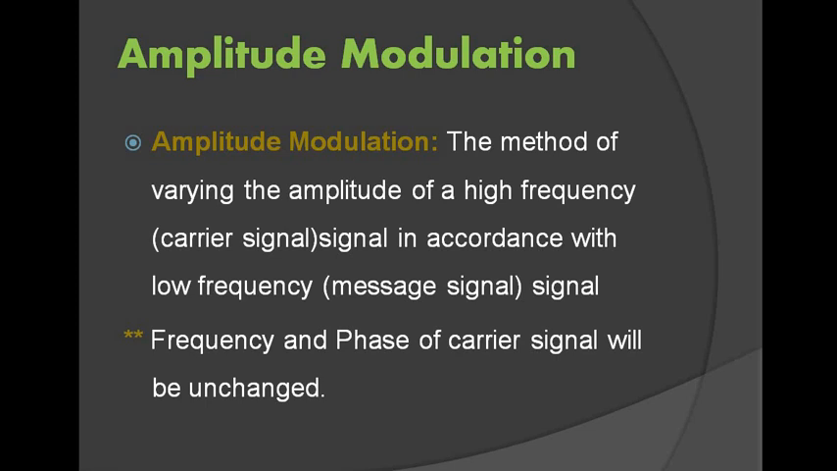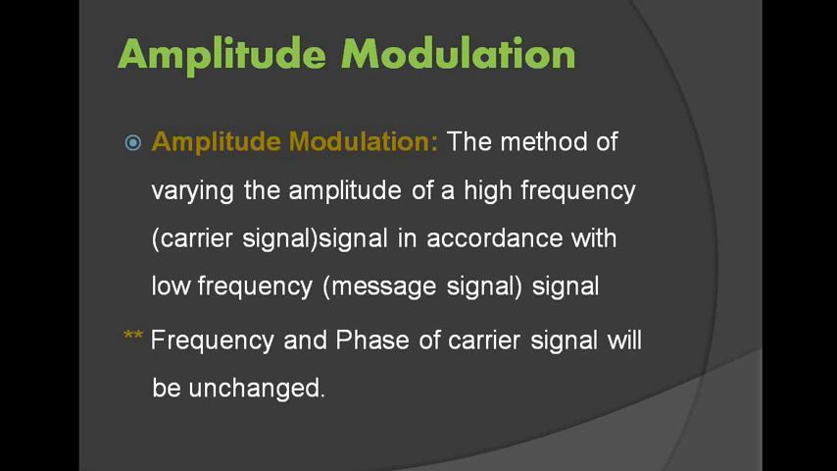Let's quickly revise what is meant by amplitude modulation. I hope everyone remembers the definition: amplitude modulation is the method of varying the amplitude of a higher frequency signal, that is your carrier signal, in accordance with your lower frequency signal, that is the message signal. Only the amplitude should vary, while the other two things, the frequency and the phase of the carrier, should be unchanged, they should be constant. So this was the definition of amplitude modulation.